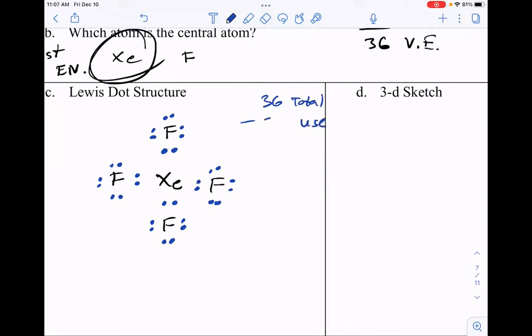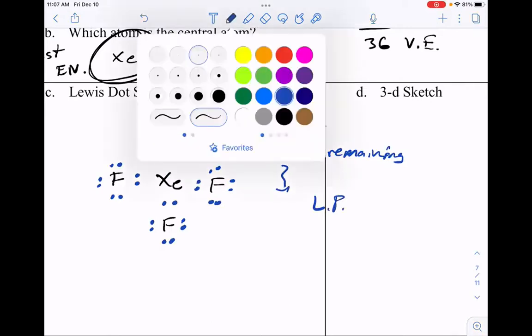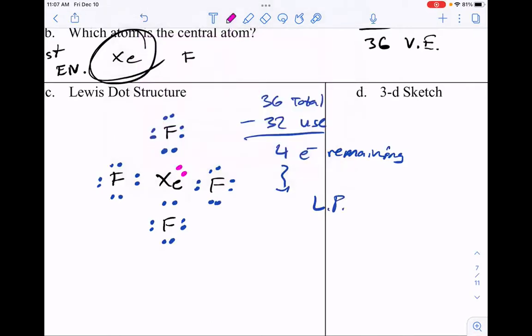32. Okay, 32. So 36 minus 32 is 4, so we have 4 electrons remaining. How does this translate to lone pairs? 2 lone pairs. So I'm going to put 1, 2, 3, 4. Okay, so I have 2 lone pairs.